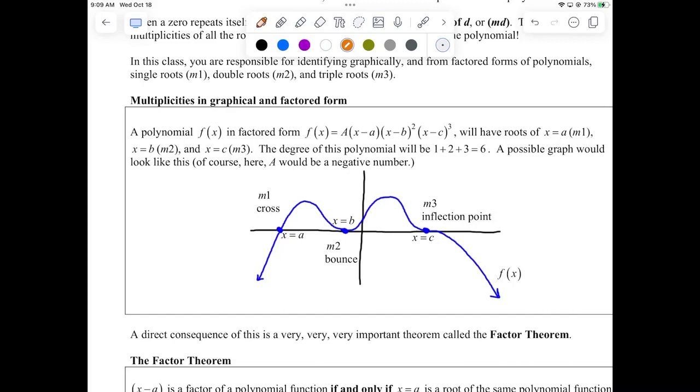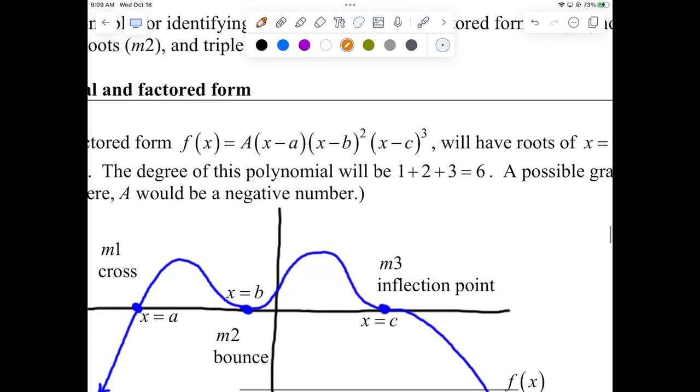So let's say you have a polynomial f of x in factored form, and it looks like this. Capital A, that's your vertical dilation factor from your standard transformation form. If A is negative, it opens down, and the end behavior is negative infinity. If A is positive, it opens up, and the end behavior is positive infinity. If you have it factored as x minus a times x minus b squared times x minus c cubed, notice the exponents on those factors.